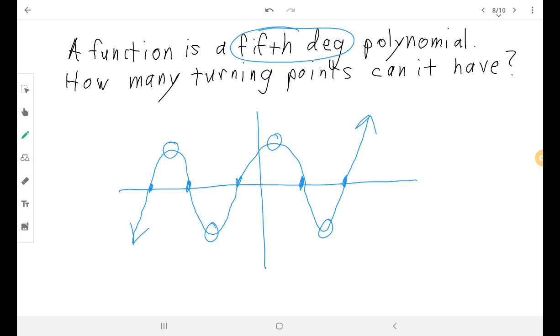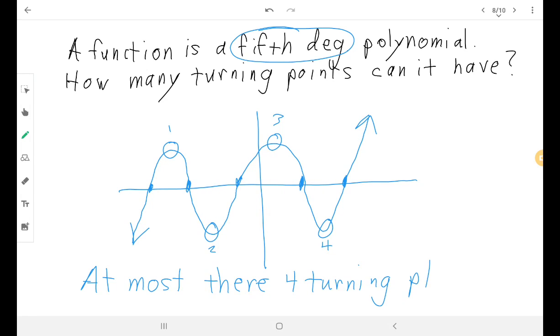So at most, there are 1, 2, 3, 4 turning points. That's at most. There could be less, but there cannot be more. So at most, there are 4 turning points. So I will pause for a moment, allow you to look at this, see if there are any questions.